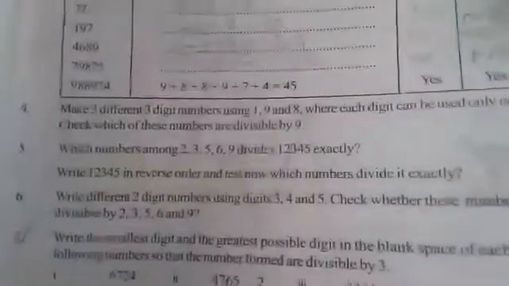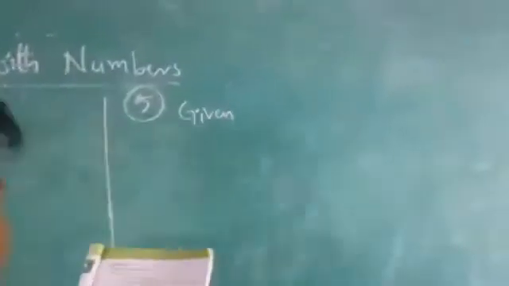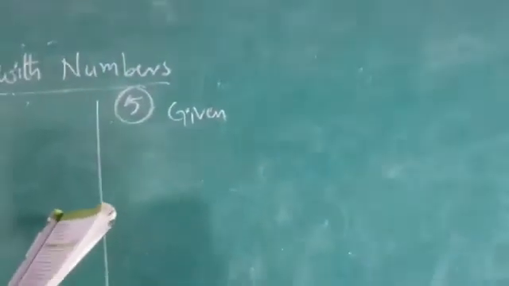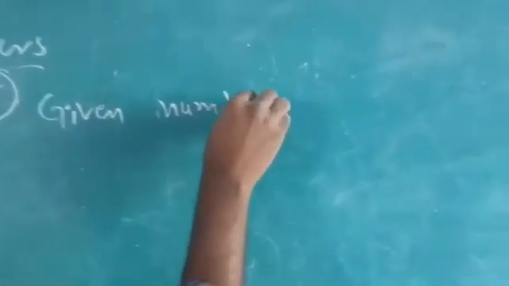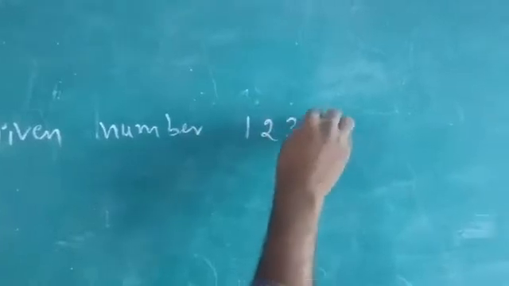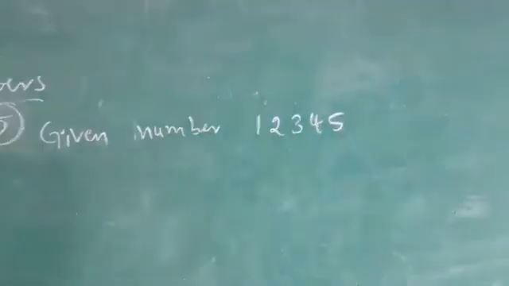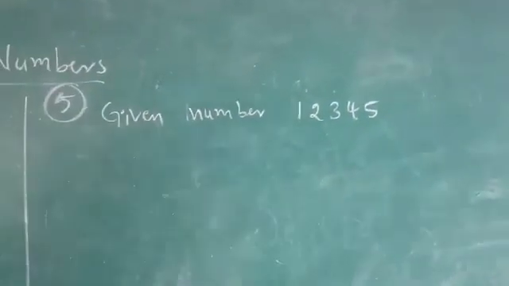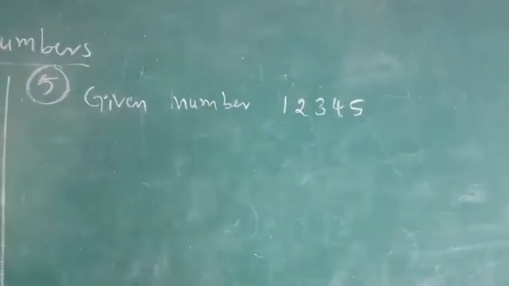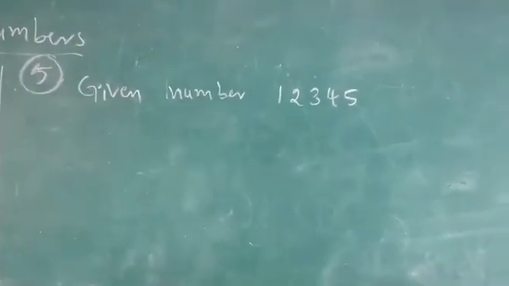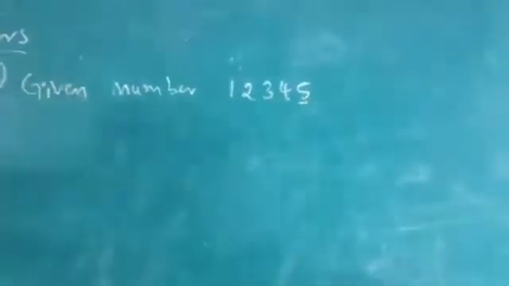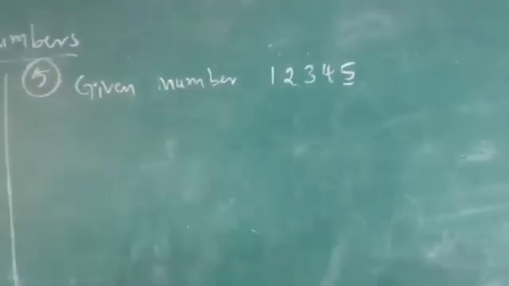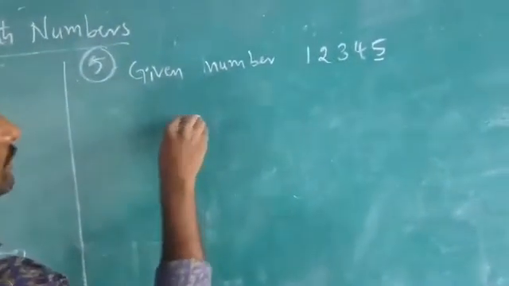Okay, children, look at the board. What is given, children? He gave that given number. What is the given number here? 12,345. So in a short way I will explain better, children. Here he is saying 2, 3, 5, 6, 9. So first of all I will talk about 2. Can you say this number is divisible by 2? What is the last digit here? 5. So I will write here first one.